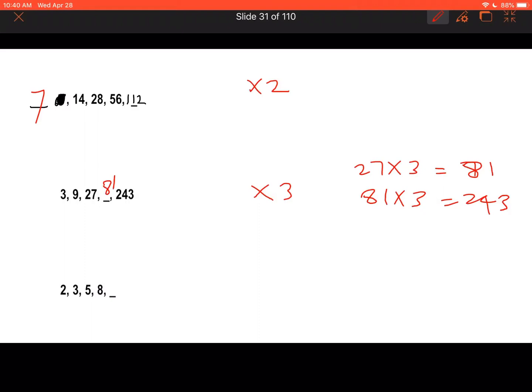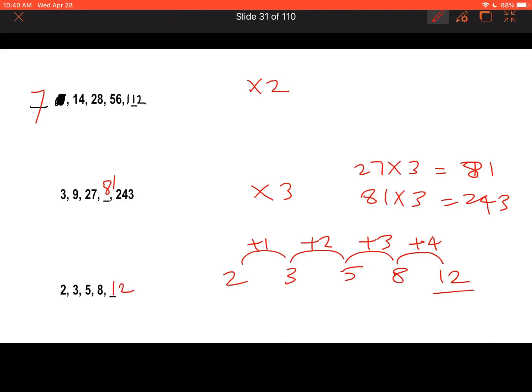Okay, 2, 3, 5, 8. The differences are close by, so I suggest the difference should be an additional factor. So 2 plus 1 is 3, but 3 plus 1 is not 5, it is 3 plus 2. 5 plus 2 also is not there, so 5 plus 3 is there. I'm seeing a different pattern here. The difference is not the same. The difference is in increasing order, 1, 2 and 3. So the next difference has to be plus 4, so the answer is going to be 12. So the difference can be different between the terms of a sequence, but there is a pattern in it, so we have to understand the pattern to find the answer for the nth term.